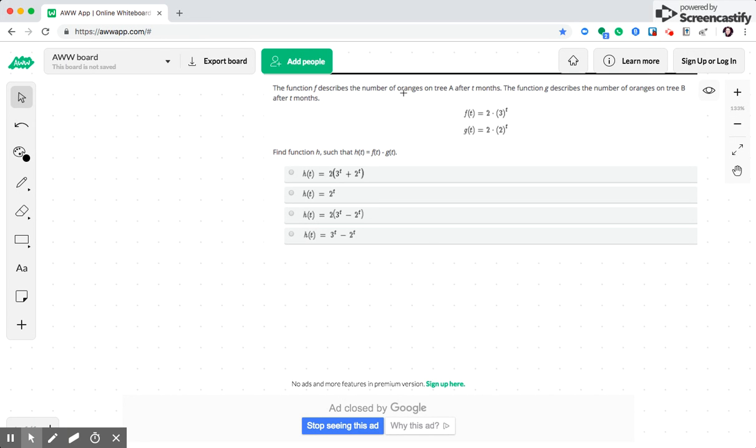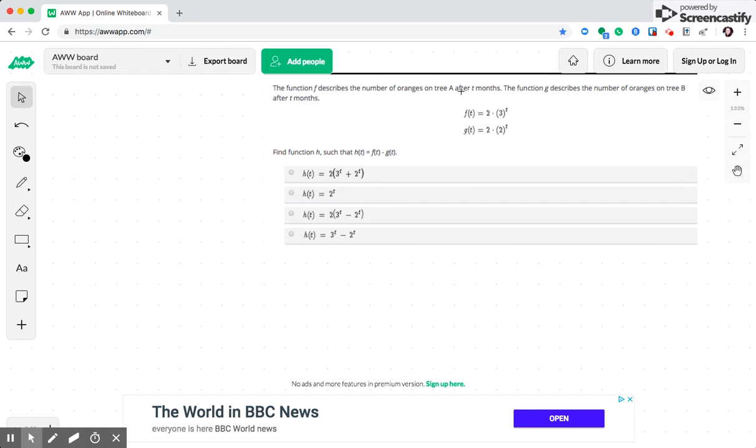The function f describes the number of oranges on tree A after t months. The function g describes the number of oranges on tree B after t months. So let's think about what that information means. Function f describes oranges on a tree, on tree A. So let's just say this is tree A. And function g describes the number of oranges on tree B.